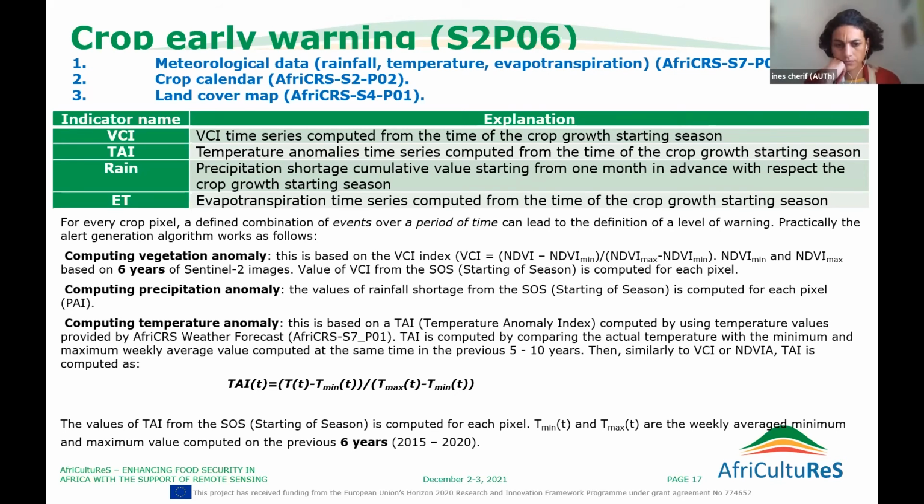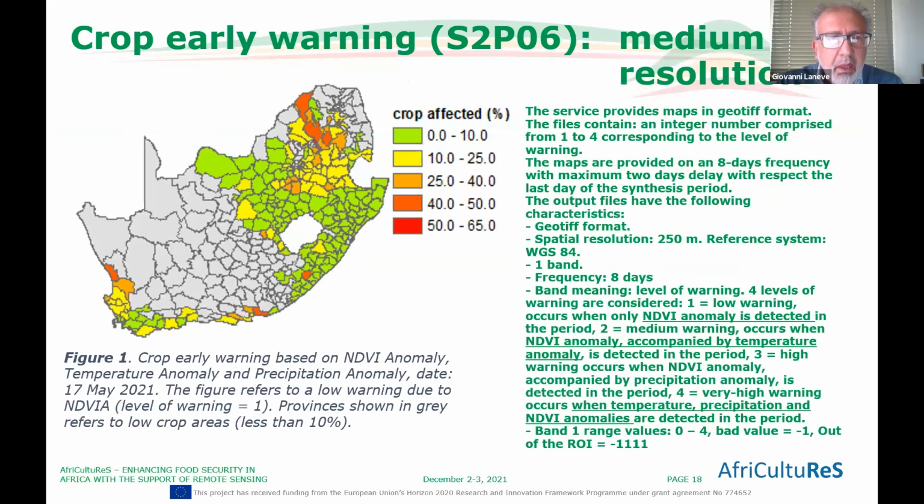Then you can go on to the next slide. Okay, this is an example of this product. I put this one concerning Ethiopia because it was the one showing more evidence of the presence of anomalies in the crop conditions. Here on the right side are described the characteristics of this kind of product.